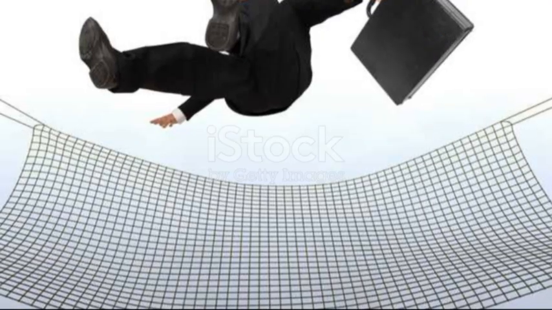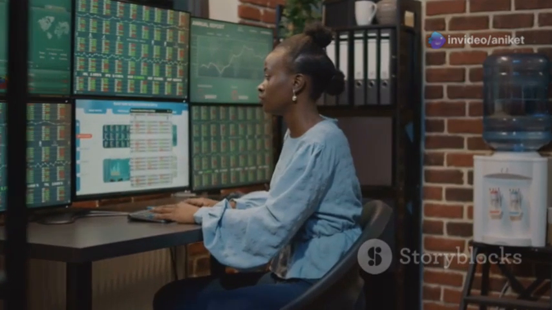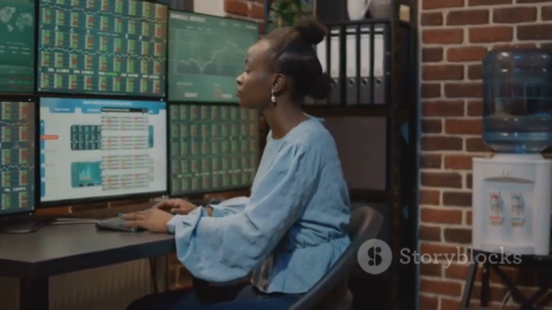A CDS acts like a safety net. You pay a premium to another party, typically a financial institution, who agrees to compensate you if the company defaults. In essence, you are transferring the credit risk from yourself to the CDS seller. This ability to manage risk is what makes CDSs a fascinating tool.